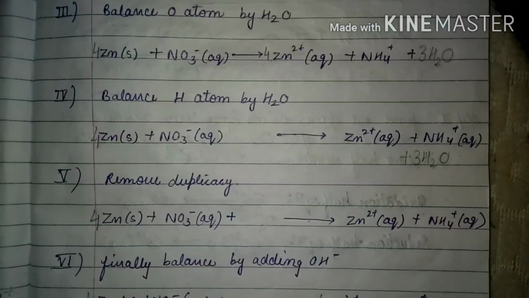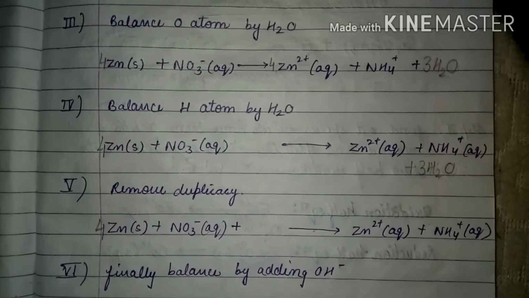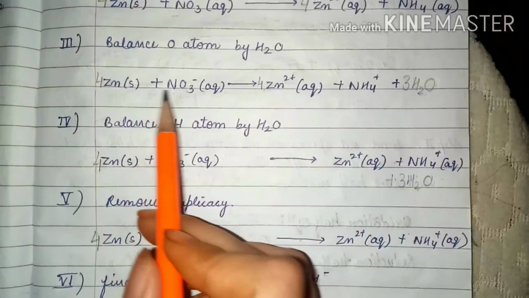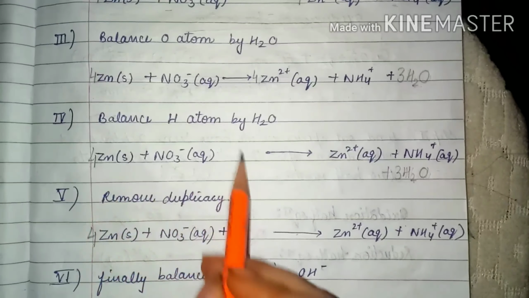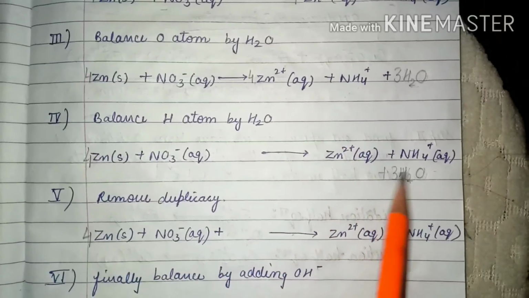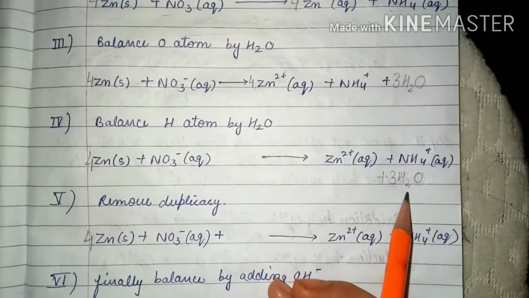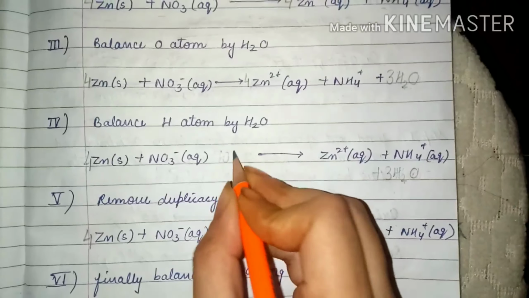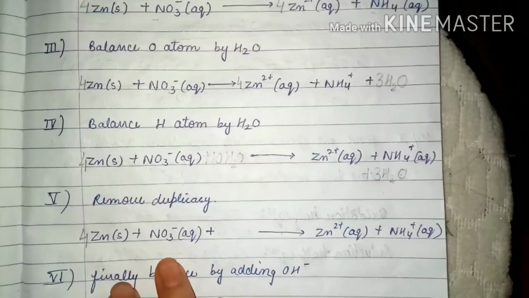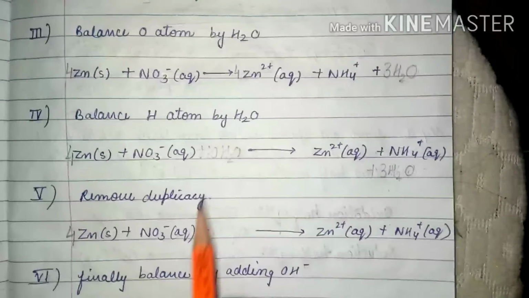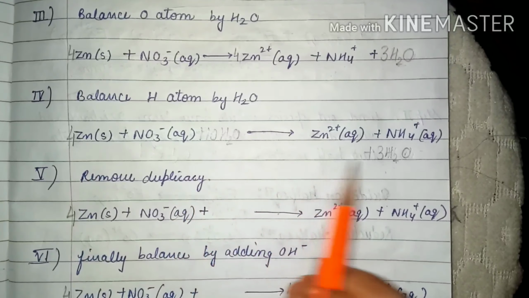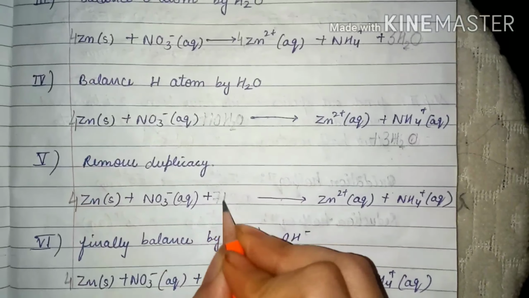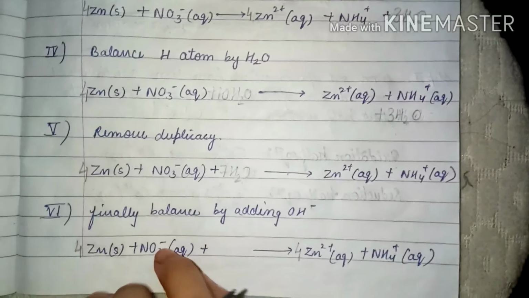Now in the next step we have to balance the hydrogen atoms by H2O molecules. Here we added 3 H2O in order to balance the oxygen atoms. Now there is no hydrogen atom on the reactant side, but on the product side we have 4 plus 6, 10 hydrogen atoms. So we will add an equal number of water molecules on the reactant side. So 10 H2O. Now we have to remove the duplicacy. There is 10 H2O and there is 3 H2O, meaning we have to cancel out 3 H2O from both sides. So we have 7 H2O remaining on the reactant side.